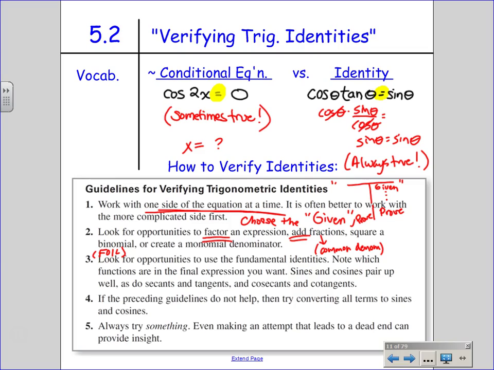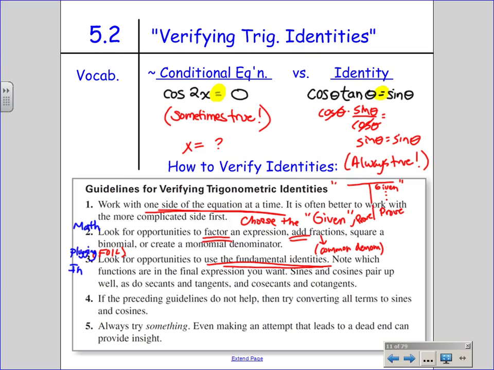Number 3, look for opportunities to use the fundamental identities. Just a quick hint. Number 2 says, let's do some math. Let's do some adding, some subtracting, some multiplying, some dividing, some common denominatoring. Number 3 says, let's do some plugging in. Plugging in of what? Number 1 is formatting. Number 2 says we can do math to these things. Number 3 says we can plug into these things. Plug in what? Identities. We can totally switch it up by saying sine squared is 1 minus cosine squared. We can totally switch it up by making tangent sine over cosine.